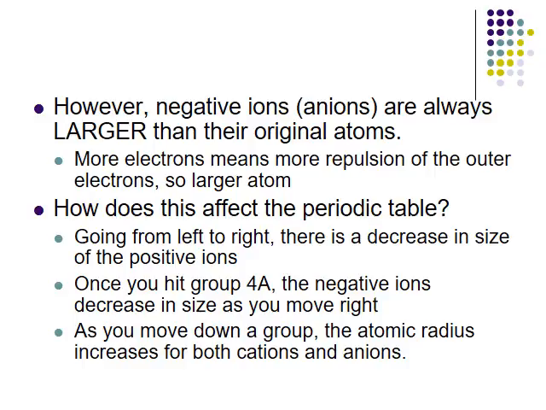Now, what does this have to do with the periodic table? Going from left to right, we see a decrease in size while we're still in the metals. While we're in the positive ions, we get smaller, smaller, smaller, because the atoms are getting smaller. But when you hit group 4A, you see a jump in size, because now we're talking about the anions, the nonmetals. So we get this big jump in size, and then it slowly decreases again because the atoms get smaller. And as you move down a group, ions get bigger, just like with the atomic radius.